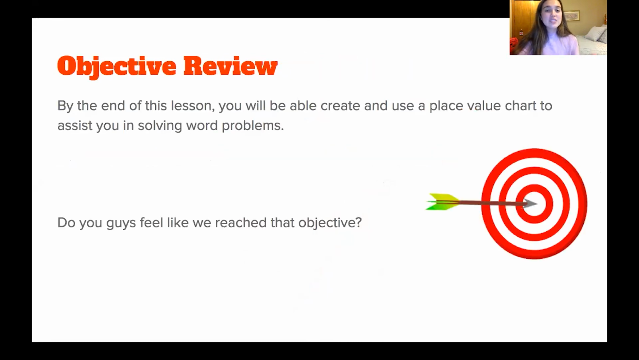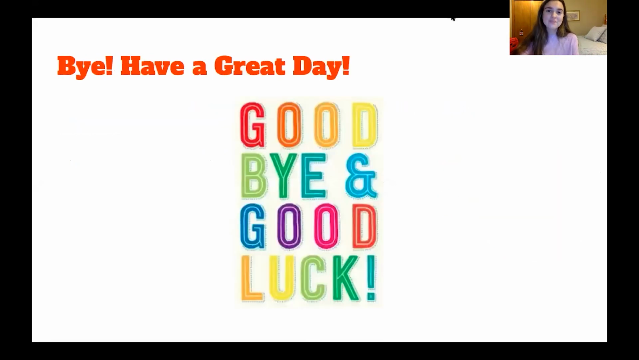All right, this was our objective, that you will be able to create and use a place value chart to assist you in solving word problems. Do you guys feel like we reached this objective? I know I sure do, and hopefully you feel that way as well.